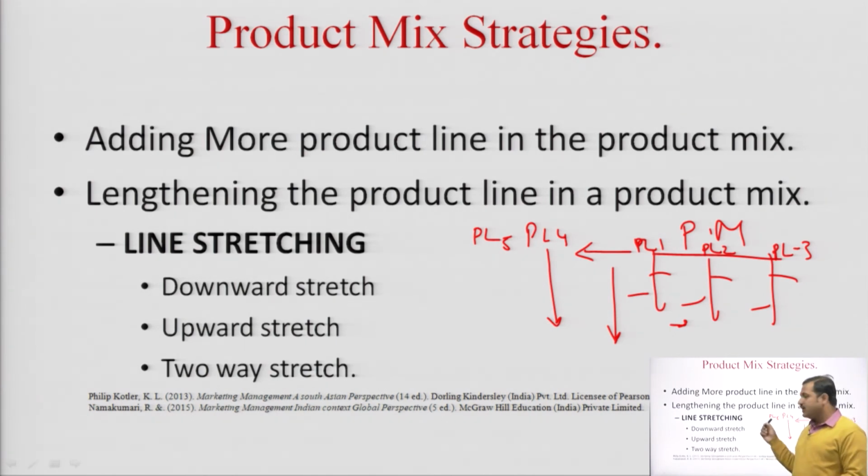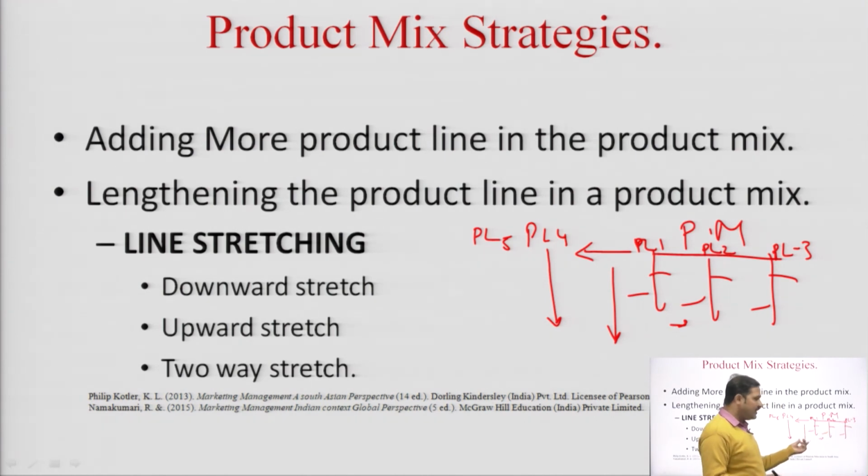Maybe I had been only into home care or personal care products, but somehow I tried my level best and I have come into the automobile sector also. Maybe I am coming into altogether a new product line. Depending on the kind of technology, capacity, and resources that I have, these decisions are taken from organization to organization.